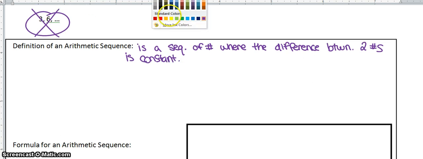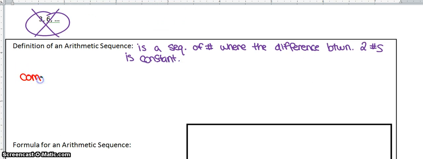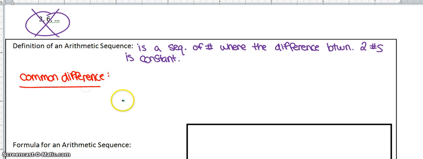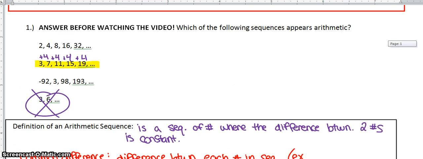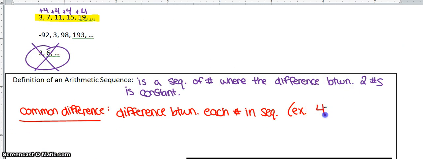Just an important vocab word that comes straight from the definition is common difference. Okay, common difference is that number that is constant. I know I'm being redundant, but I want you to have these written down. The common difference is really defined as the difference between each number in the sequence. Or I should say in an arithmetic sequence, but I'm trying to abbreviate this and get this going. So an example from our arithmetic sequence up here, the common difference would be 4.